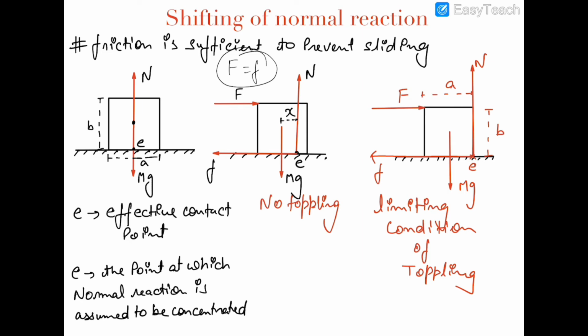So the torque of normal reaction is in the anti-clockwise sense, and the torque of this force F is in the clockwise sense. So the maximum distance by which this normal reaction can shift, and by which this normal reaction can prevent this block from toppling, is this one, a by 2, because the base length is a. So by the maximum distance it would be trying to prevent any toppling. So this is the limiting condition.